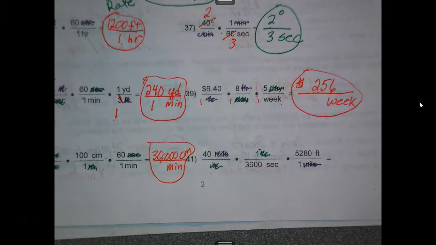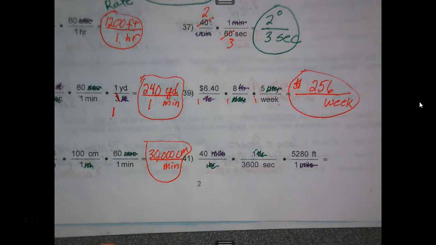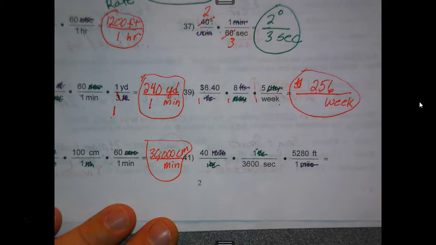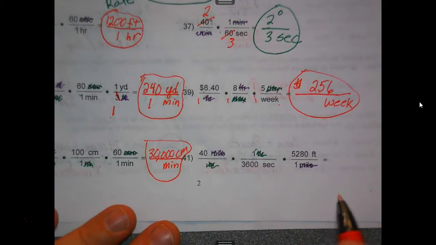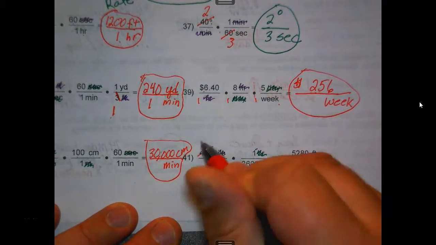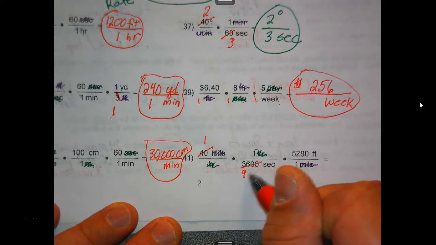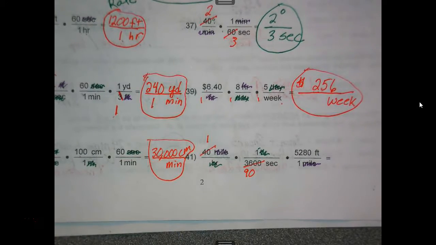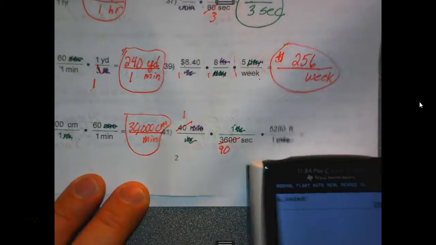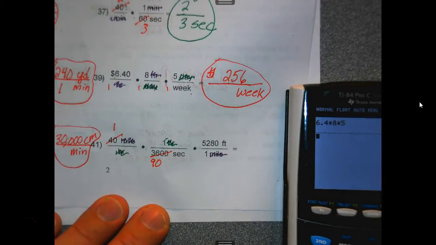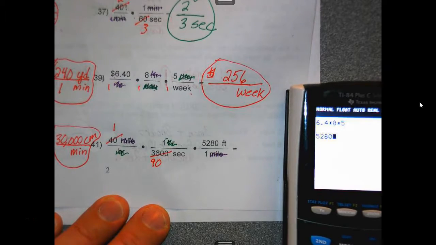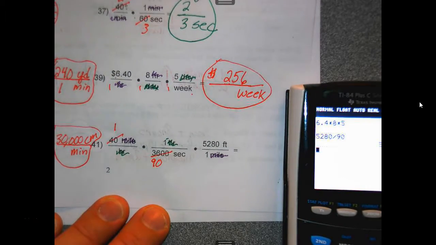Number 41. Let's continue. Let's see, 40 goes into 3,600. 40 goes into 41. 40 goes into 3,600. Let's see, 90 times. Does 90 go into 5,280? Nope.